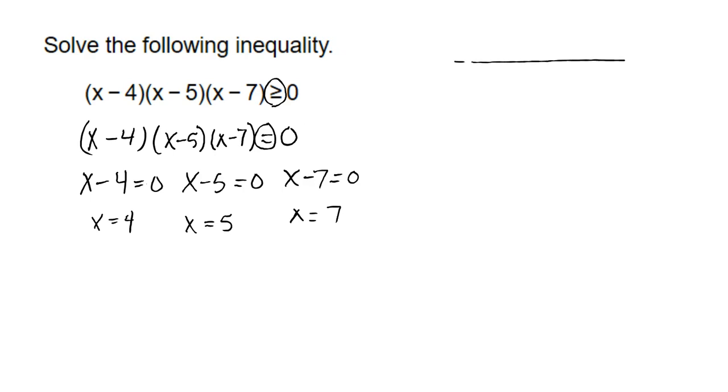We're going to take these values and put them on a real number line, making sure we go in order from smallest to largest: 4, 5, and 7. And what we want to do is test each one of these intervals. So we're going to pick test points in each interval. So I'll pick 0, 4.5, 6, and 8. So you're making sure you're picking a test point within that interval.